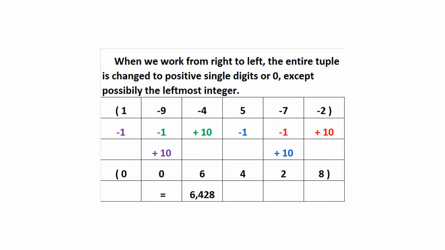And negative 1 and negative 9, that's 10 that we add, and that will result in a 0. But when we add the purple 10, we've got to take away 1, and that gives us 0. Now, in the final tuple, you don't need to write the first two zeros, but the 6428 forms the integer 6,428.